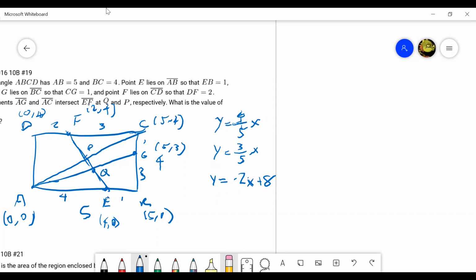So you can find the intersection points P and Q. P is going to be the solution to the system y equals -2x plus 8 and y equals 4/5 x. There's only one point that should work for both of these equations, so that point must be P. If we solve it, we can substitute so that -2x plus 8 equals 4/5 x. You can find that 14 over 5 x equals 8. So x equals 40 over 14, or 20 over 7.